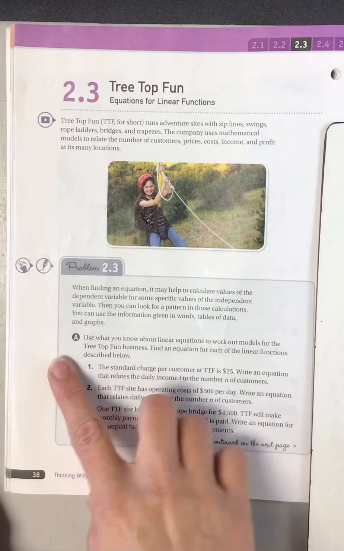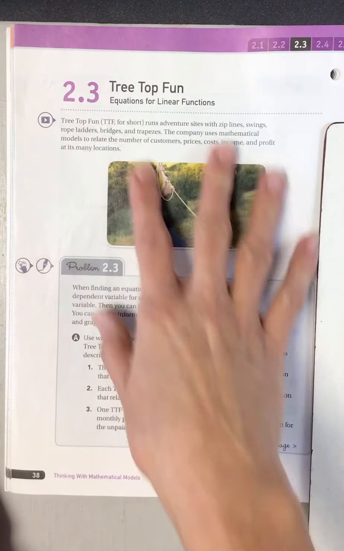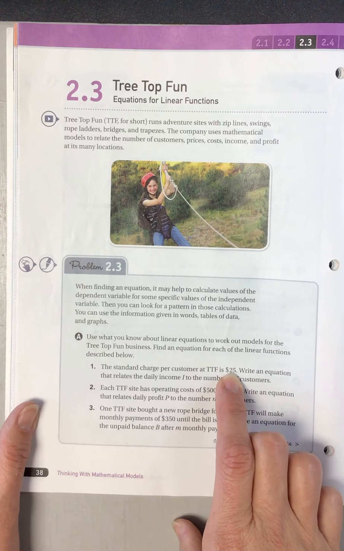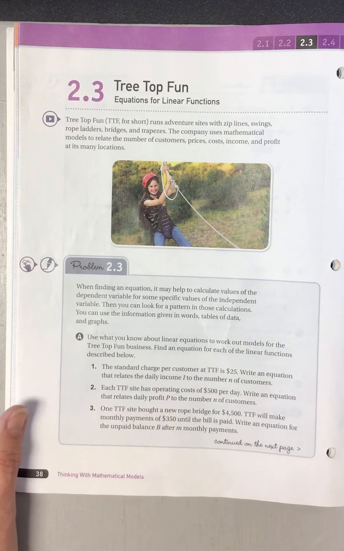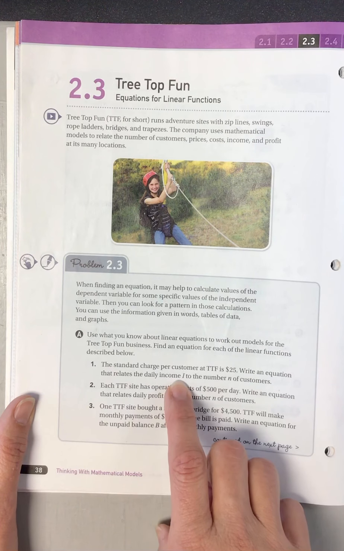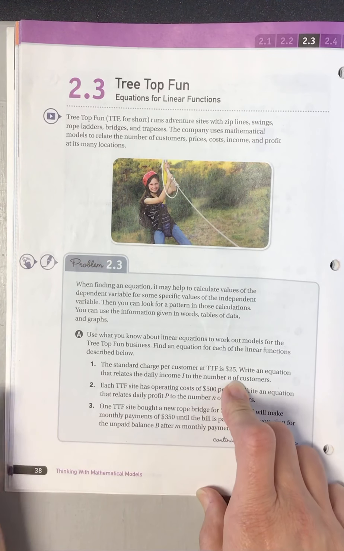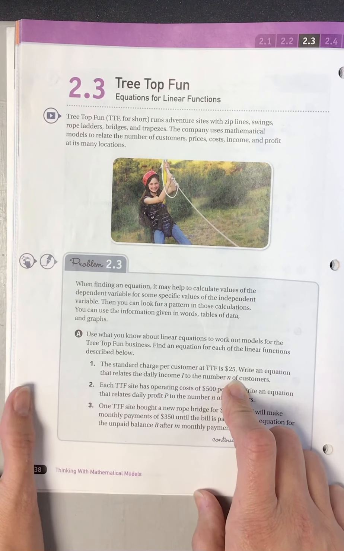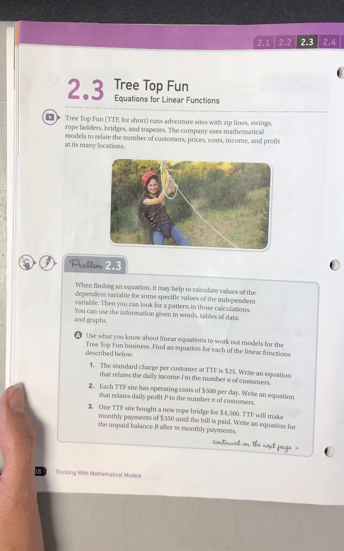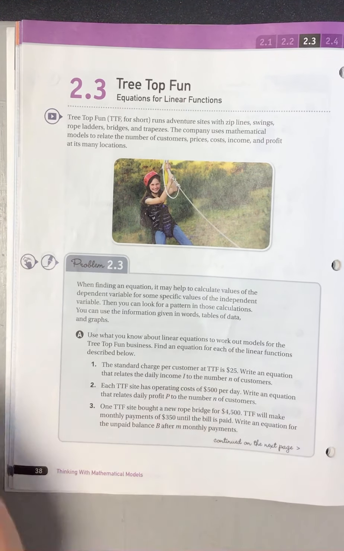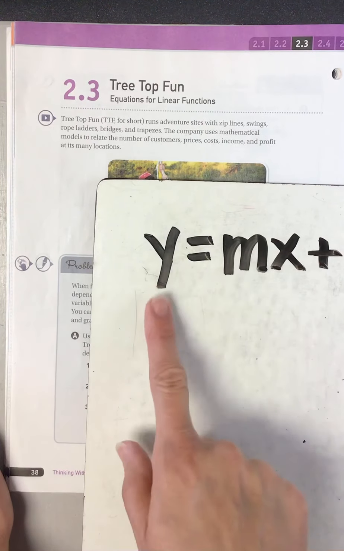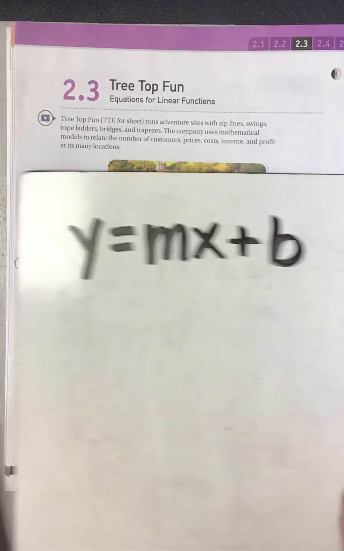So in this first problem about this Treetop Fun company, they charge customers $25 for every time they do their service. And it's asking you to write an equation that relates I to N. So I is the income based on how many customers they have. So it's $25 per customer, gives them a total amount of income or money that they get to receive for their company. So in that case, you have an I and an N. You're going to use I and N or N and I, whichever way you think is best in this equation.